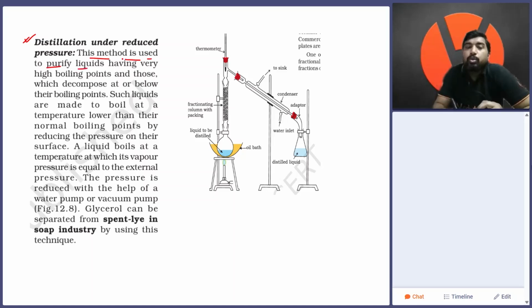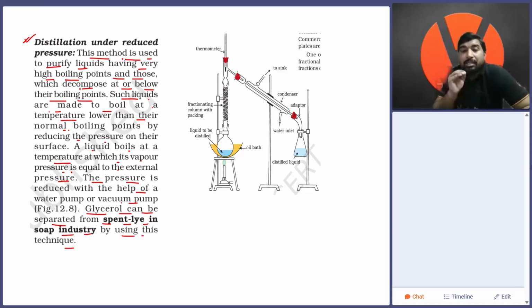This method is used to purify liquids having a very high boiling point and those which decompose at or below their boiling point. Such liquids are made to boil at a lower temperature than their normal boiling point by reducing the pressure on their surface. A liquid boils at the temperature at which its vapor pressure equals the external pressure. The pressure is reduced with the help of a water pump or vacuum pump. An example given in NCERT is that glycerol can be separated from spent lye in the soap industry by using this technique.